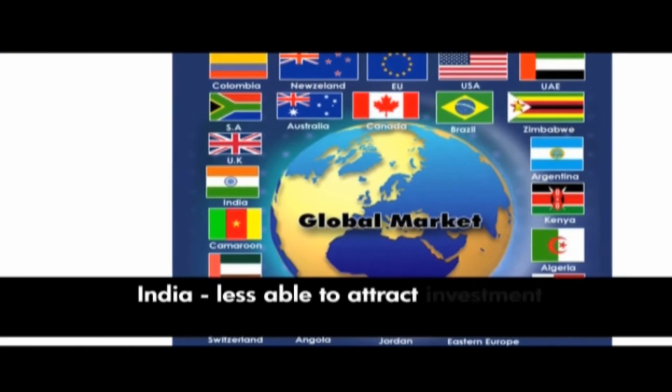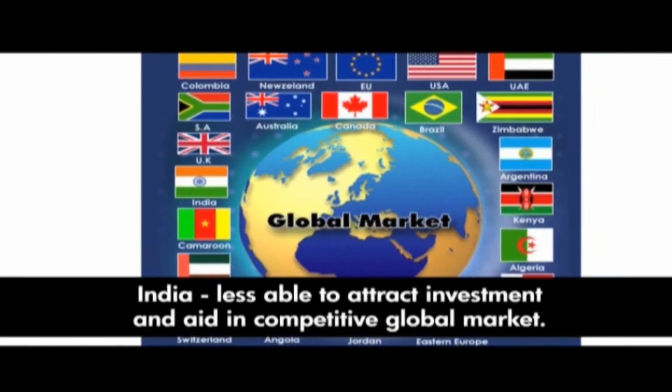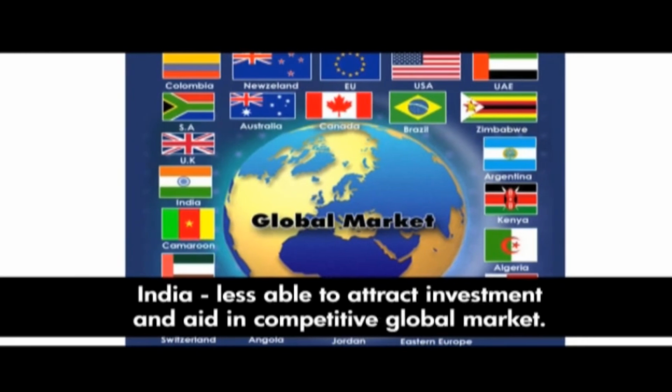Countries with high levels of corruption like India have found themselves less able to attract investment and aid in a competitive global market. At the same time, businesses within the country have faced ever stiffer competition with the globalization of trade and capital markets, and have become less willing to tolerate the expense and risks associated with corruption.